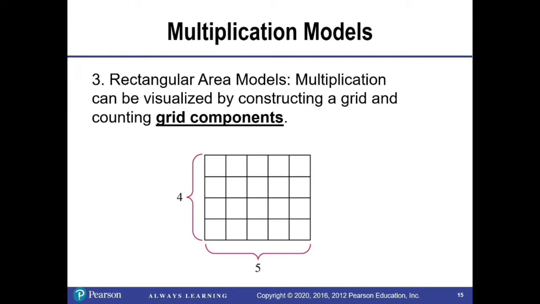Our next model is called the rectangular area model. So this one makes a grid. So notice we have 4 down and 5 across here. So this represents 4 times 5. So the 4 is how many down, and the 5 represents how many across.